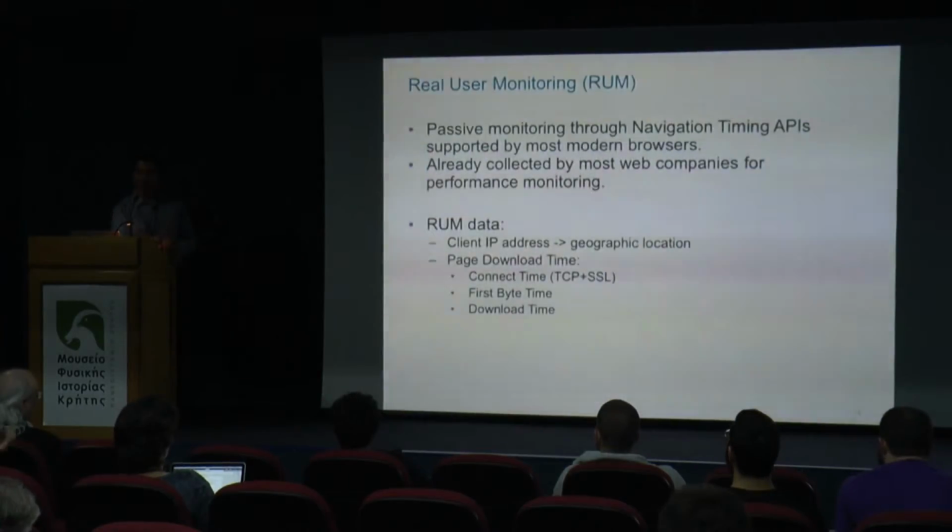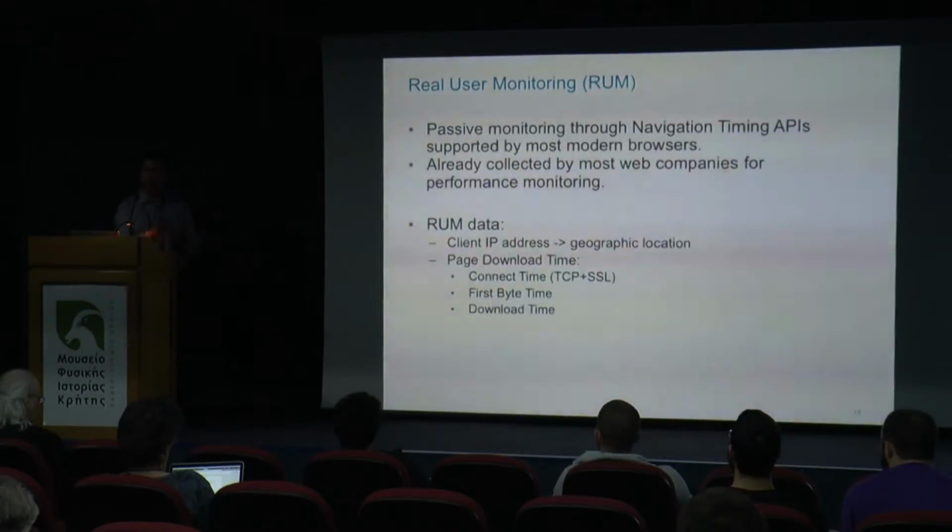The data that we used was real user monitoring data. Hopefully most of you are familiar with RUM. It's basically based on the navigation timing API, which is supported by most of the modern browsers. And RUM data is already collected by most web companies because it helps us monitor the performance of our site for our real users. So this is already low-cost passive measurement data.